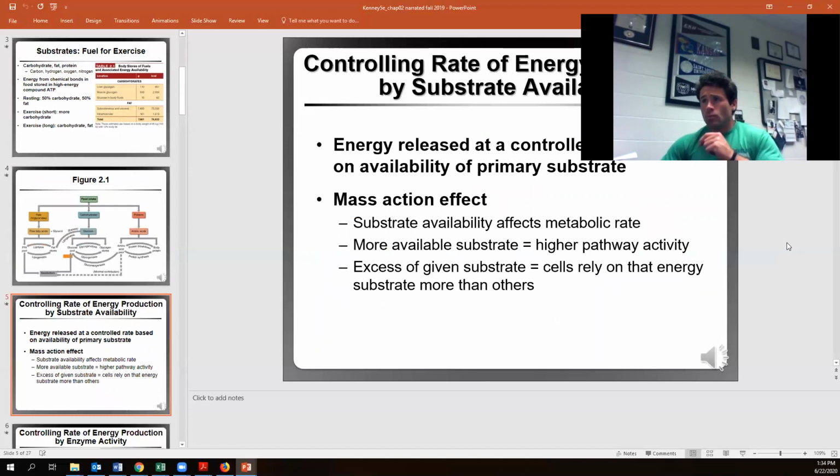Now, we're only going to break down as much energy as is necessary to keep up with the demands of the exercise we're doing. The body is all about efficiency, and if it can help it, it wants to make sure that it's never burning any more calories than it needs at any given time. So if we have more substrates available, we're going to be able to run a system faster. If we've got more enzymes that allow it to happen, we're going to get more of that reaction to occur.